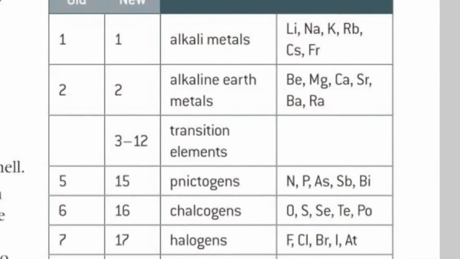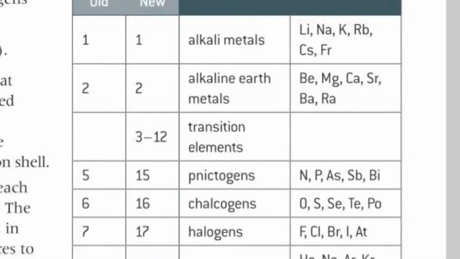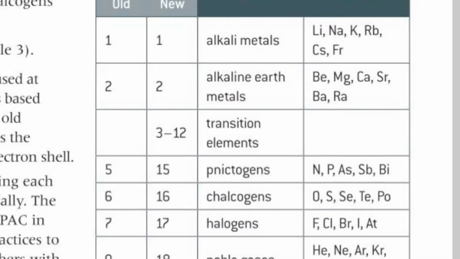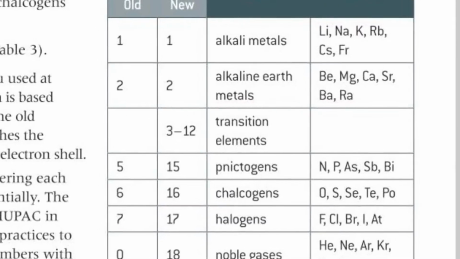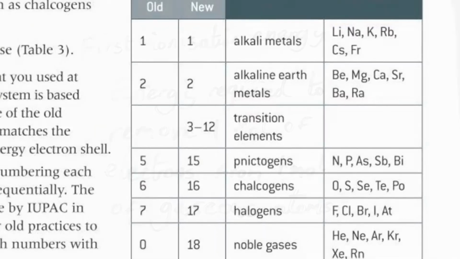Now, each vertical group has its own name, but the only ones you need to know are the alkali metals and the halogens and noble gases. And unlike in GCSE, where you had groups 0 to 7, now you have groups 1 through 18.